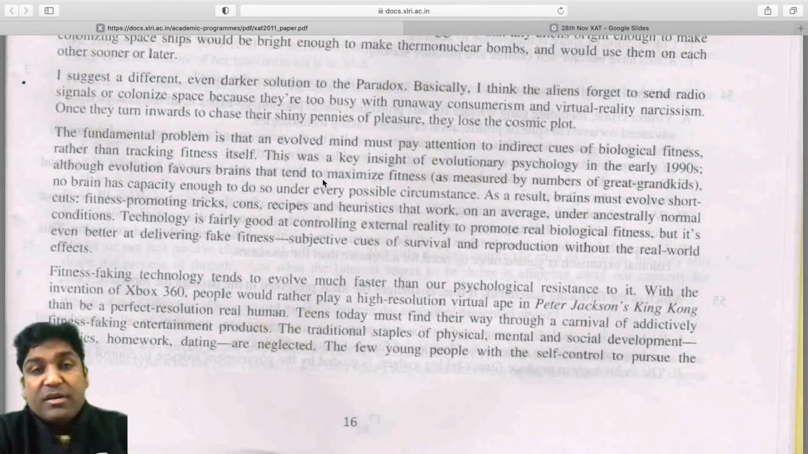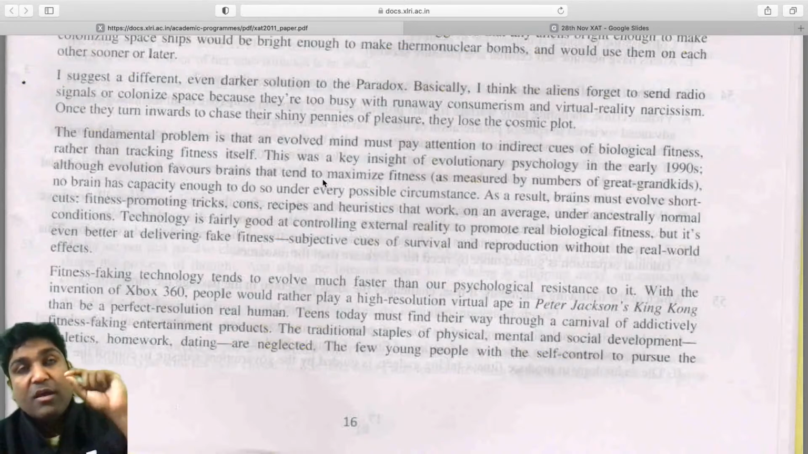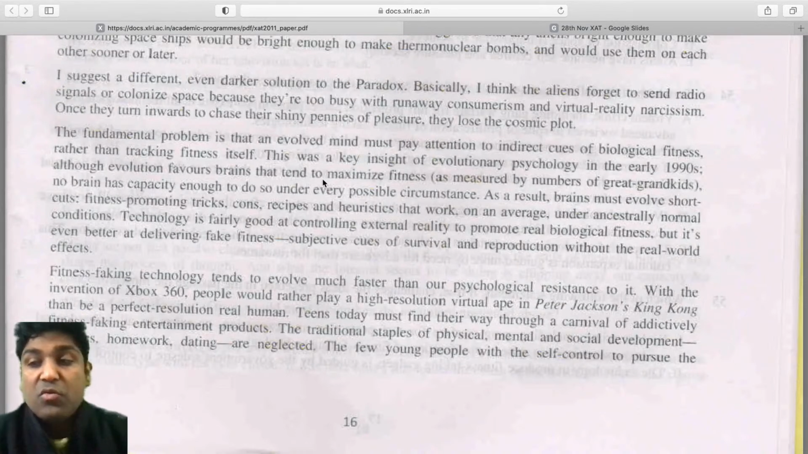The problem is that XAT RCs are a little philosophical in nature. So you have to keep asking yourselves, okay, what is the purpose? What is the author trying to say in these lines? So you have to keep doing that.